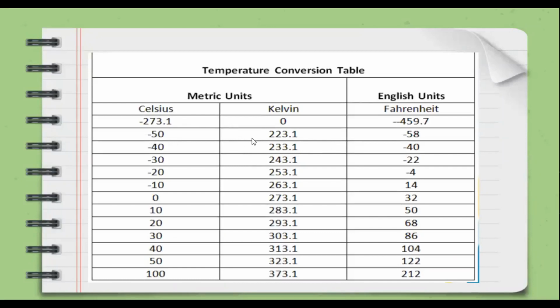So we notice that as the value of Kelvin increases, degrees Celsius also increases, and the corresponding value in Fahrenheit also increases. So this means that the metric units and the English units are directly proportional when you convert Kelvin to Celsius to Fahrenheit. They have a directly proportional relationship.